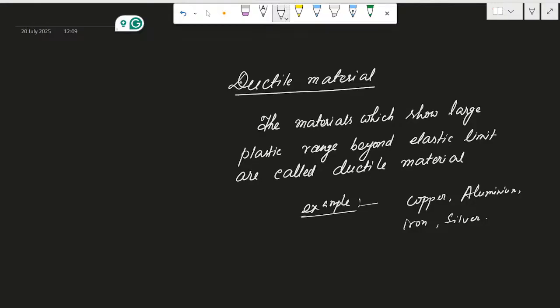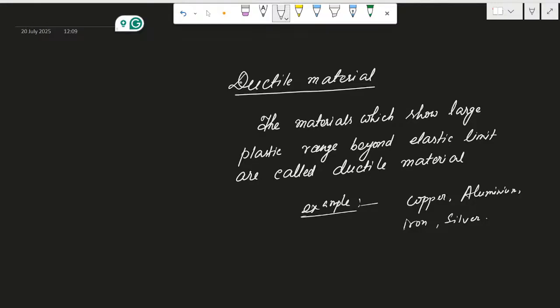Yes, gold is also ductile, but it is very precious. That is why I have not mentioned it over here. Definitely it is ductile. So you can have aluminium foil, gold foil, all these things. So beyond the elastic limit, if you deform it, it will have a large plastic range. That means it will sustain the deformation, but it will not fail. That is the nature of the ductile material.